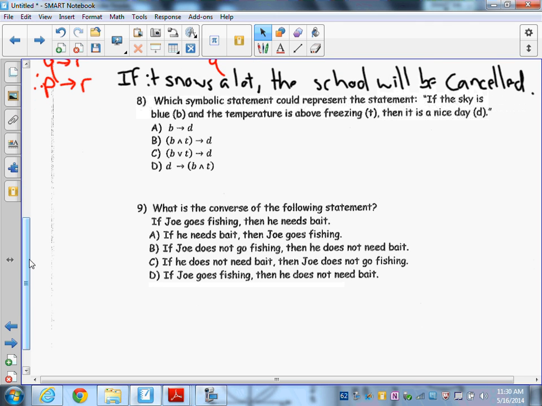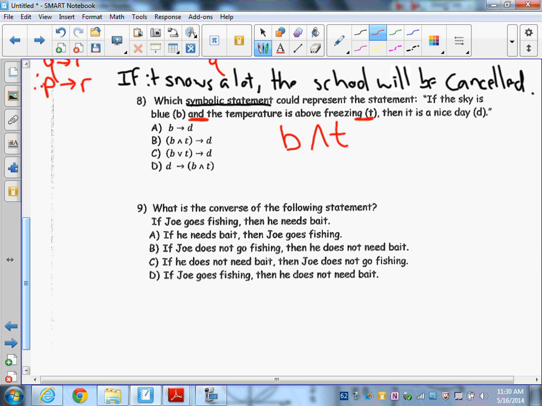Number 8 says, which symbolic statement, so we've had a number of problems with symbolic statements, could represent the statement, if the sky is blue. So let's just fill this out. So if the sky is blue, and, remember our symbol for and is the one that kind of looks like a capital A, and the temperature is above freezing, T, so if B and T, then it is a nice day, D. So we should put parentheses around those to say that B and T is happening. So our answer is letter B.